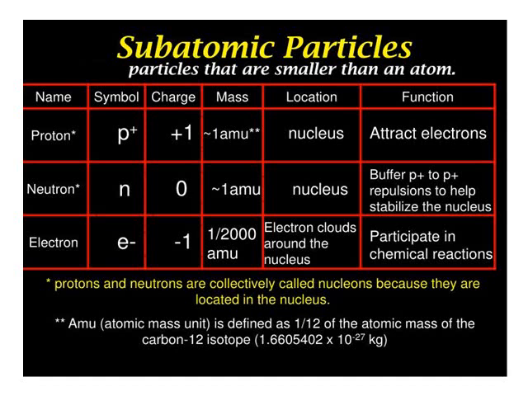And where is it located? Exactly at the nucleus. And what is its function? It buffers p plus to p plus repulsion to help stabilize the nucleus. Just remember, it stabilizes the nucleus by a force of attraction. Then the last one is the electron, which is exactly opposite to that of protons, and its symbol is e minus and charge is -1 and its mass is 1 by 2000 AMU, atomic mass unit.